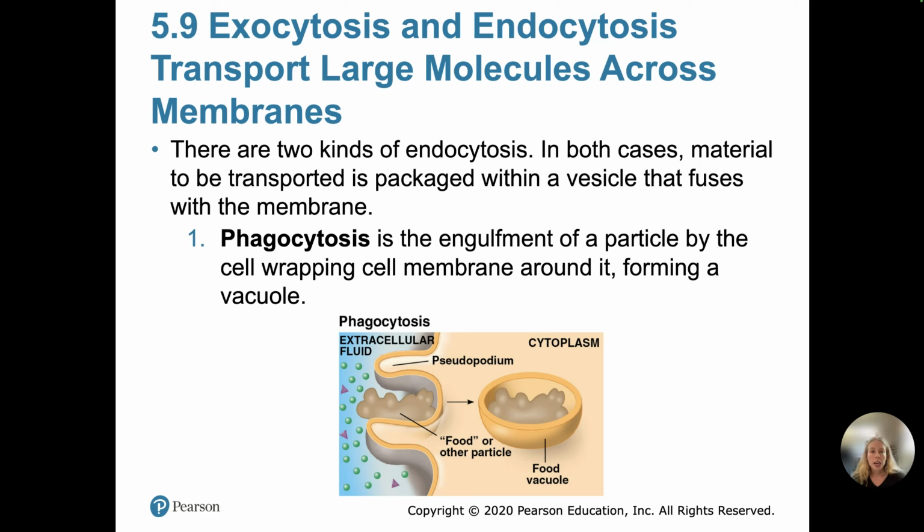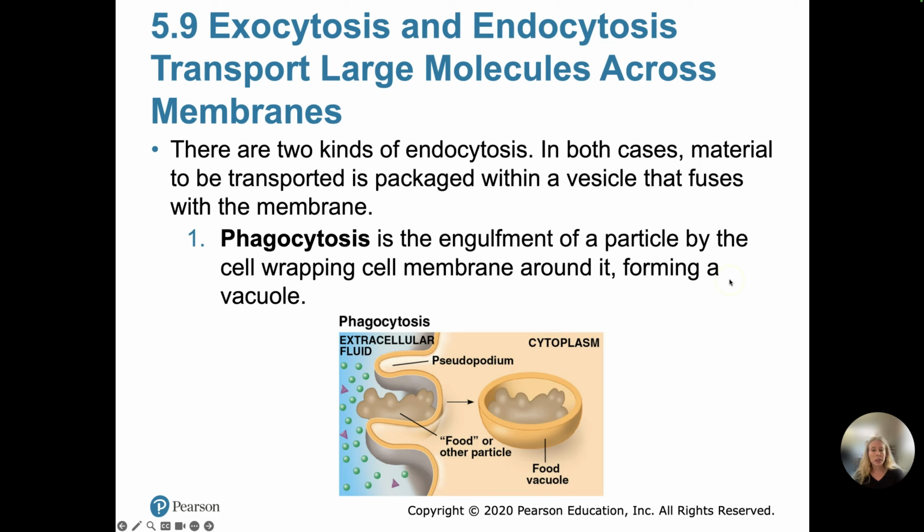There are two types of endocytosis. So we talked about exocytosis, which is exporting from the cell. Now we're going to refer to endocytosis, which is bringing stuff into the cell. The two types of endocytosis are phagocytosis and then receptor-mediated endocytosis. In both of these cases, material is transported packaged within a vesicle that fuses with the membrane of the cell.